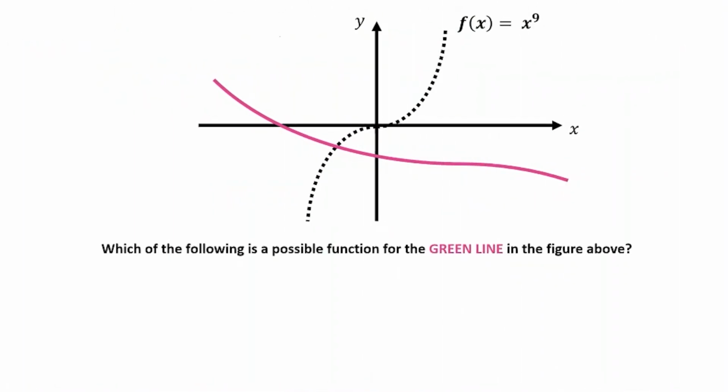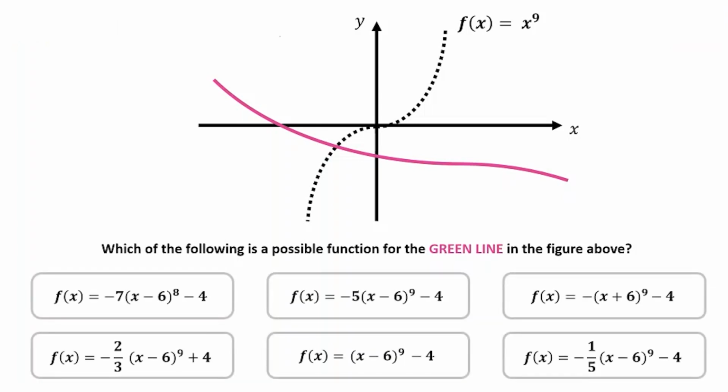Which of the following is a possible function for the green line in the figure above? Pause the video and play when you're ready for the answer.